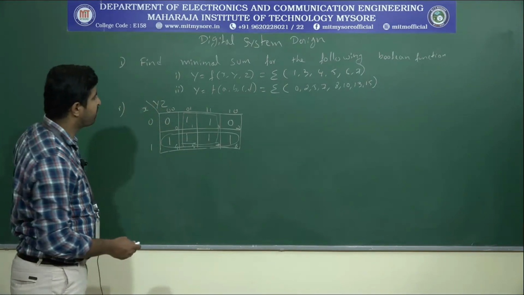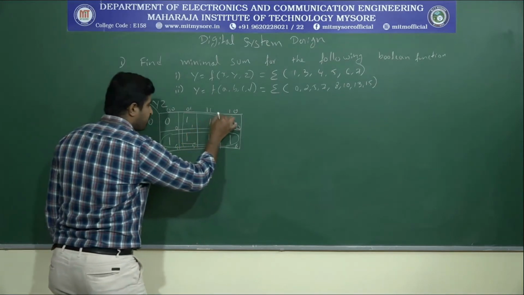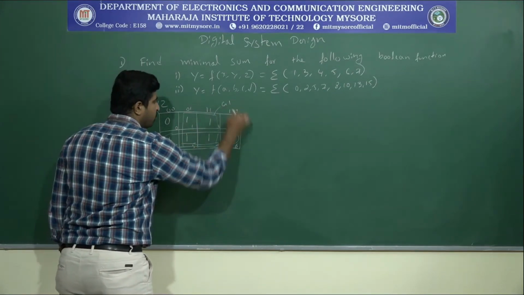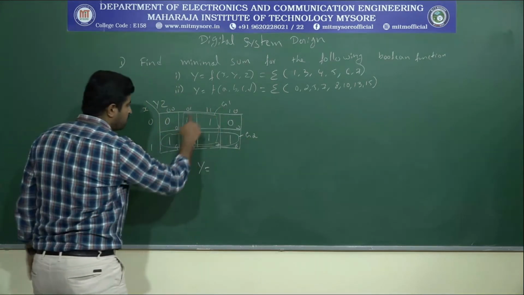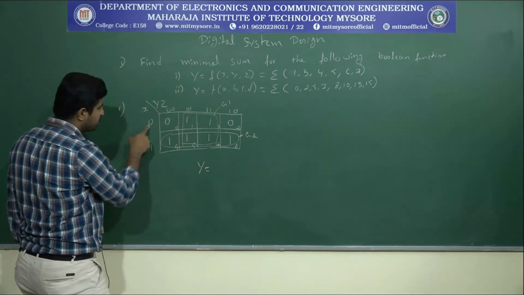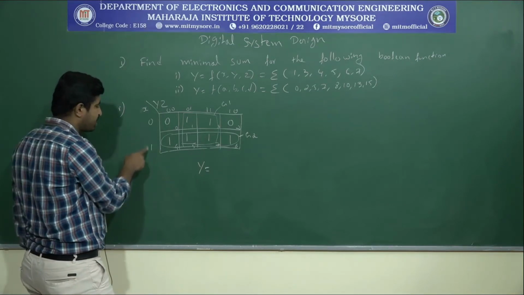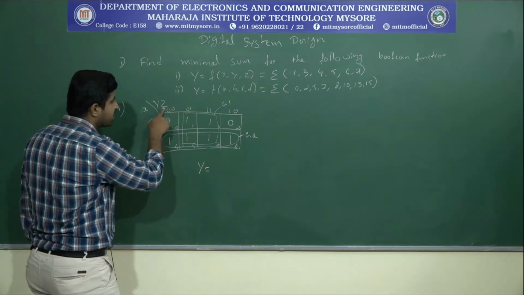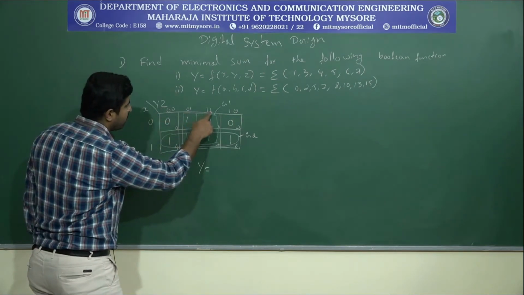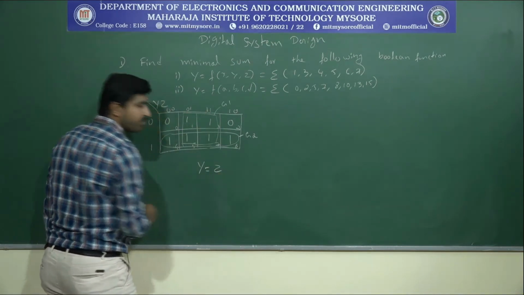So what is the simplified expression? That is y equals to. I will name these group 1 and group 2. What is the expression for group 1? See here, x equals 0, 1. If you look at the x variable, x changes over, so the x term won't appear here. If you look at yz, 0 1, 1 1, so y has changed over. So the remaining is z.